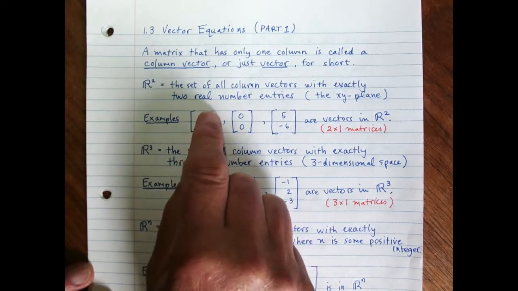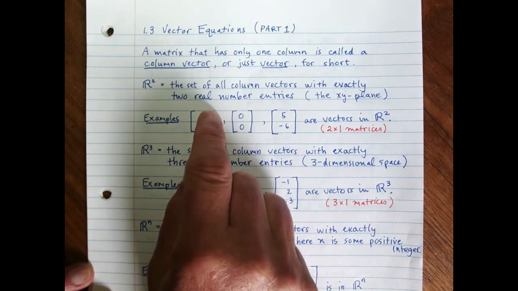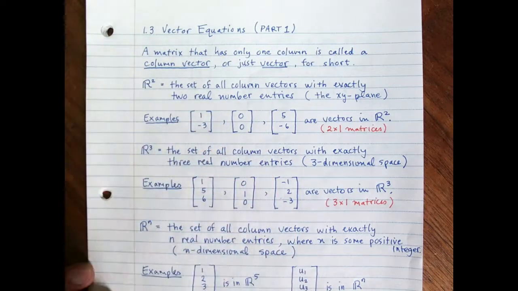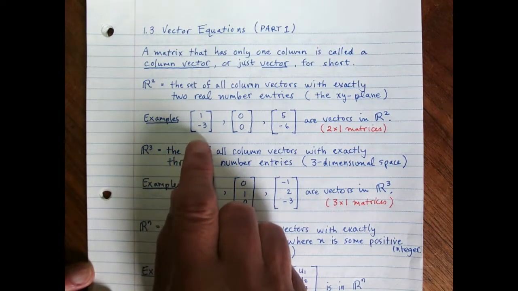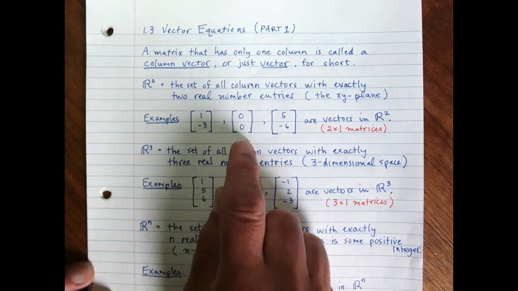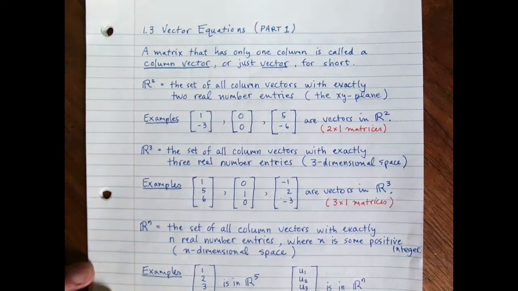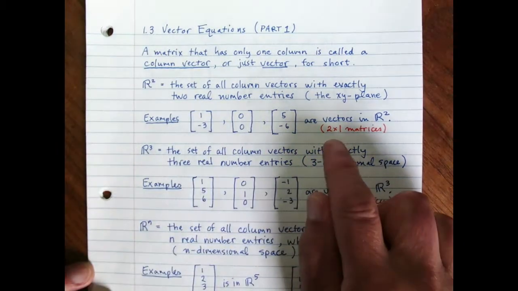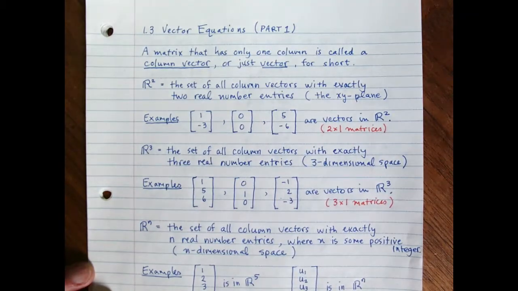R2 is the set of all column vectors with exactly two real number entries. That's the XY plane, basically, just as you have learned in previous math courses. But now notice how we designate these elements or points in R2. We write them as column vectors, 1, -3, 0, 0, 5, -6 are examples. And at the same time, we can think of them as 2-by-1 matrices.